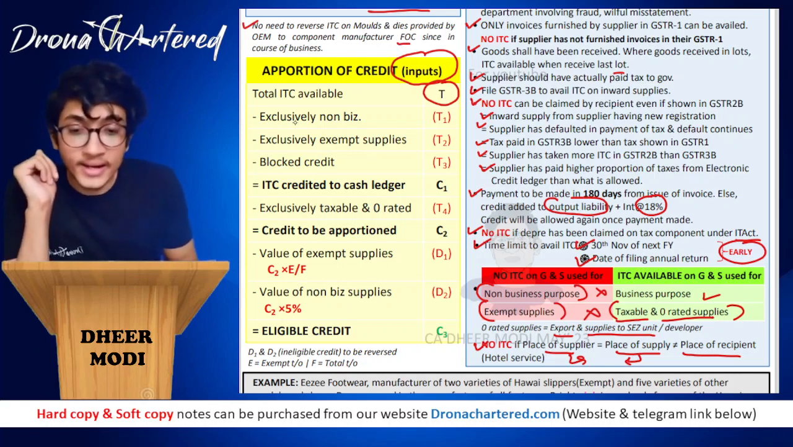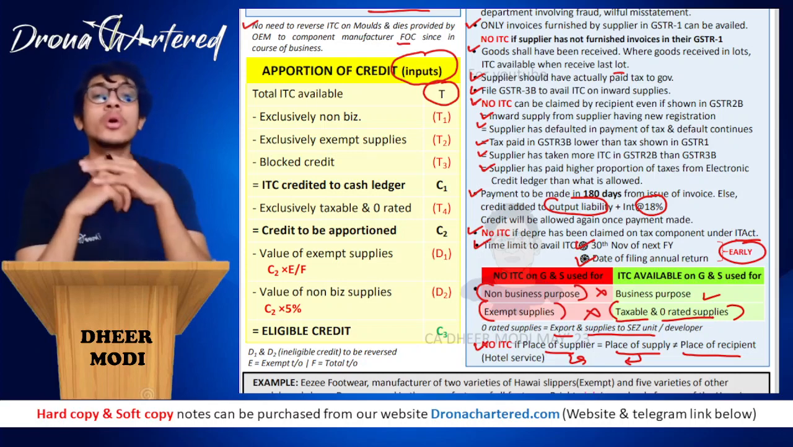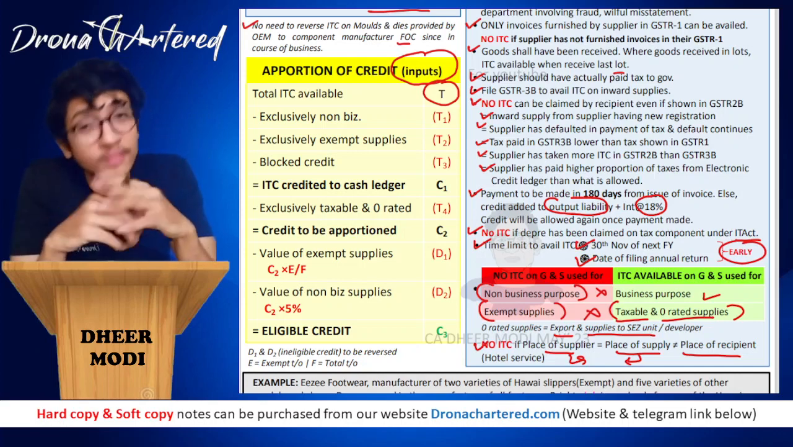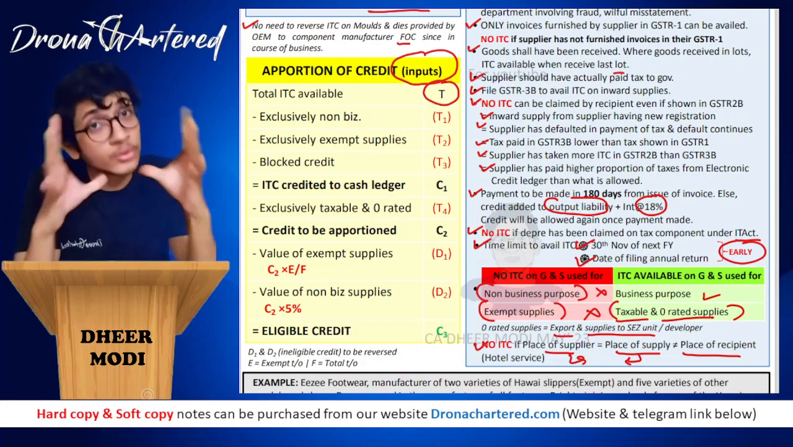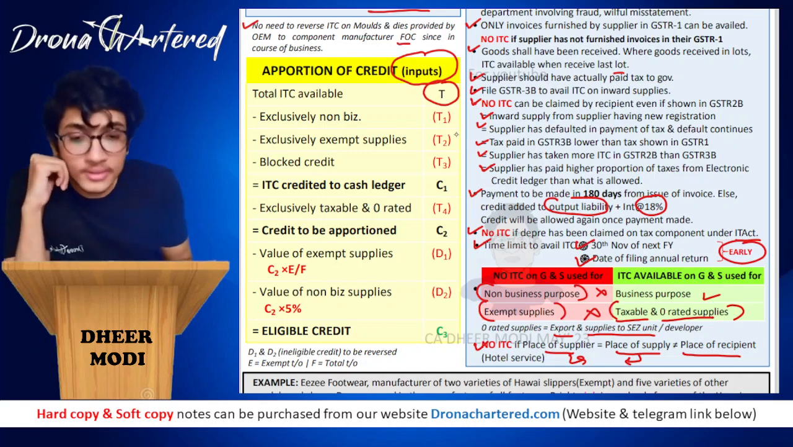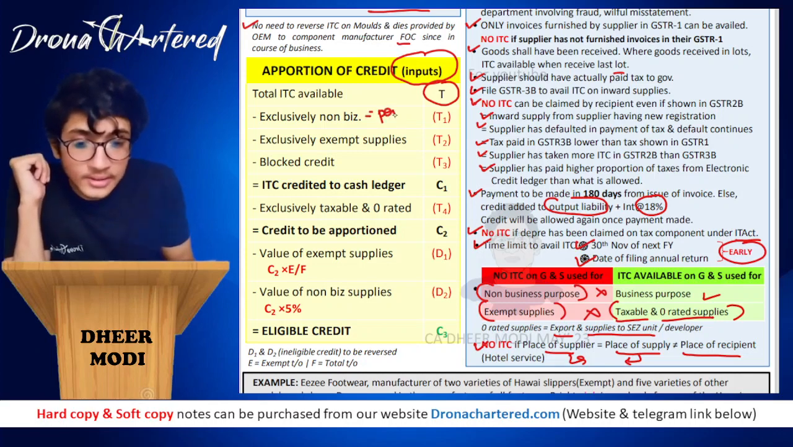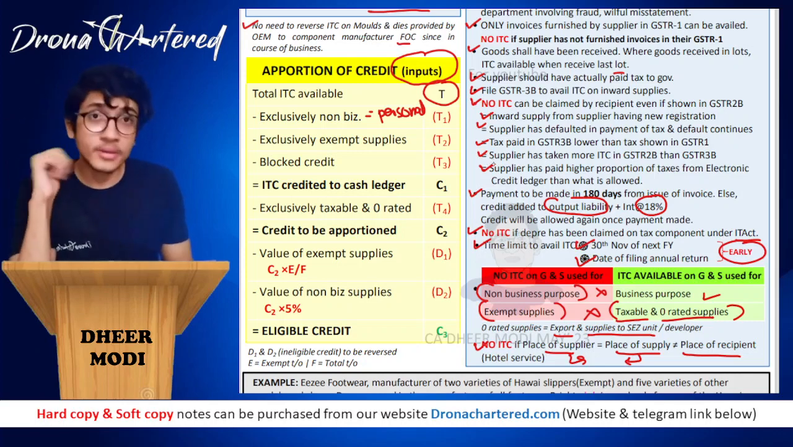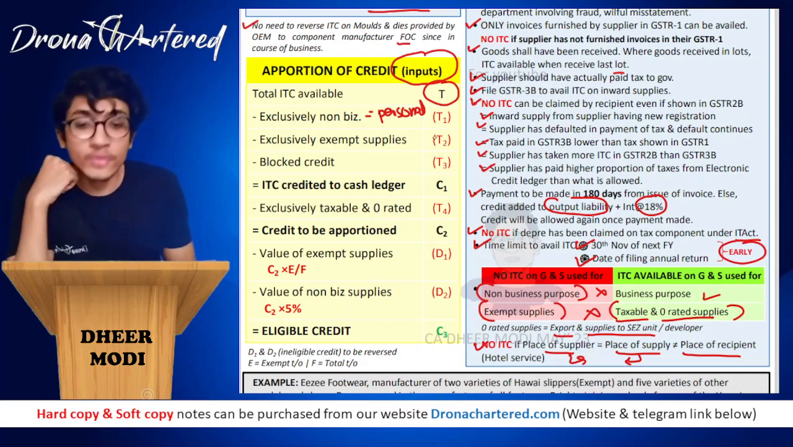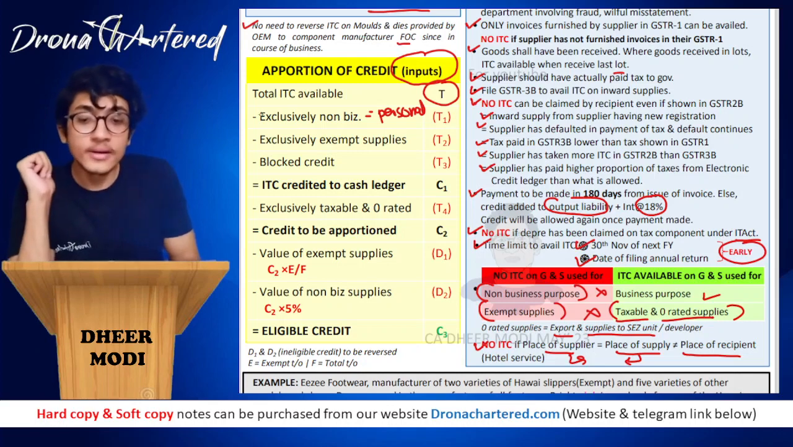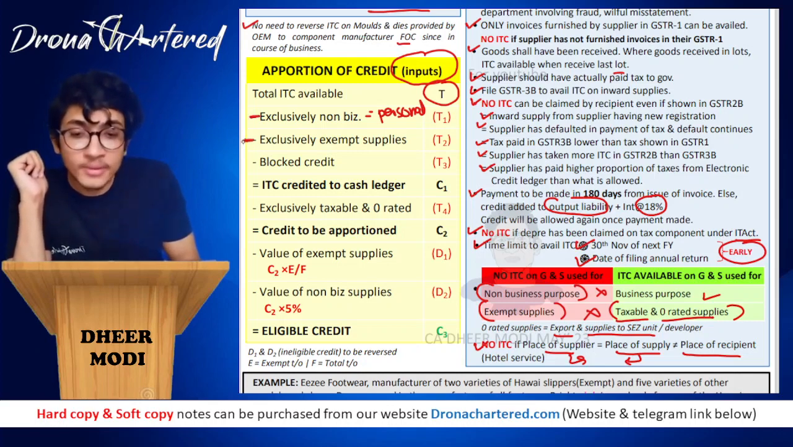Now you will subtract anything that is exclusively not used for business. Any ITC that you have received which is exclusively not used for business, but used for personal purpose, you will have to subtract, because we will not give you credit for that portion. So we subtracted T1. Then what are we subtracting next?